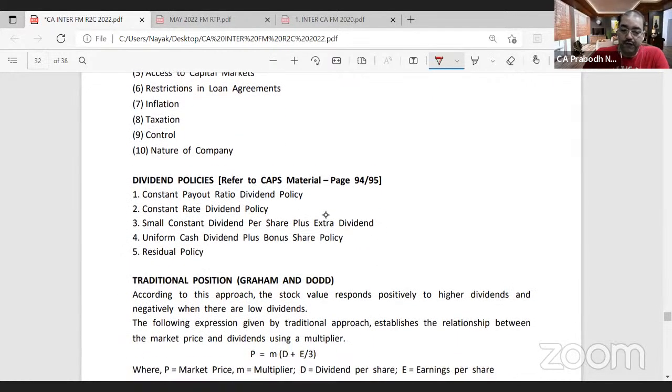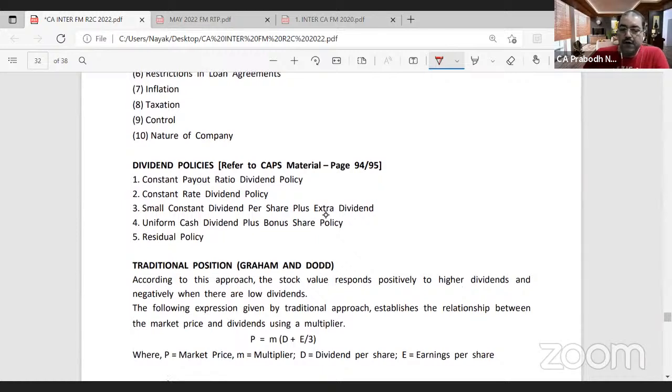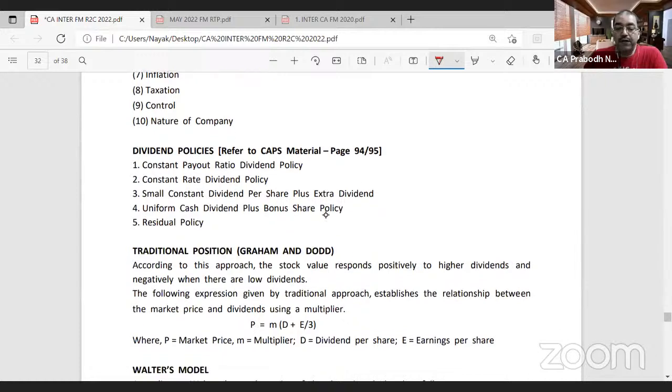Types of dividend policies, you can refer to your CAPS material. Constant payout ratio dividend policy, that is constant DPR. Constant rate of dividend, 10% on the face value or 15% on the face value. Small constant dividend per share plus extra dividend: a minimum amount is guaranteed, and over and above that, if the profits are there, then we'll pay extra dividend.